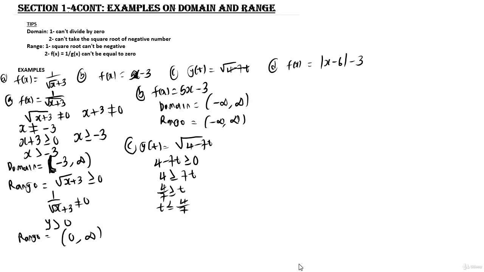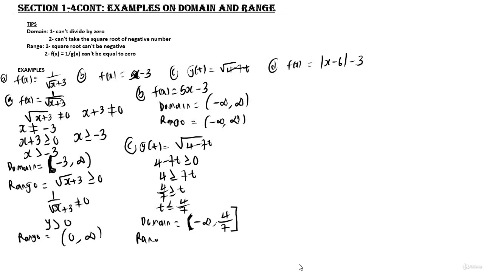So knowing that t is less than or equal to 4 over 7, we can now write the domain as, so starting from negative infinity, because it is less than or equal to 4 over 7. So it is starting from a negative number. So it is going to be from negative infinity to 4 over 7. So 4 over 7 is included. So we are going to use this shape of brackets. So this is the domain.